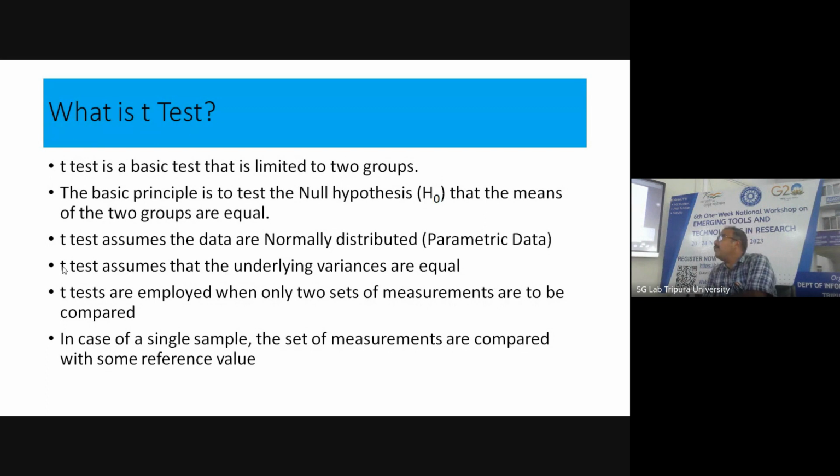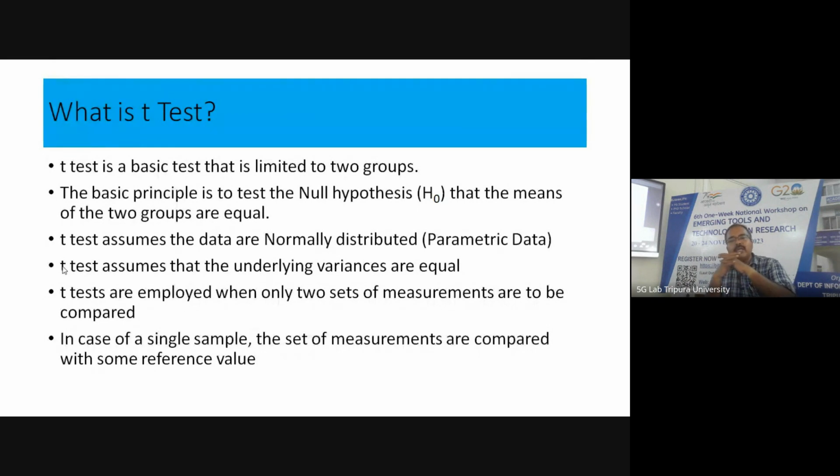One major assumption that we make in the case of this t-test is that the data are normally distributed. Normally distributed means parametric data. If you take a large number of observations, a large data set, then automatically we assume that the data are normally distributed. Normally distributed means it looks like Mount Kilimanjaro. The maximum point is at the middle of the distribution, it starts from the lower point, goes up, and then again goes down. That is a normal distribution, an absolutely symmetric distribution. But we assume that.